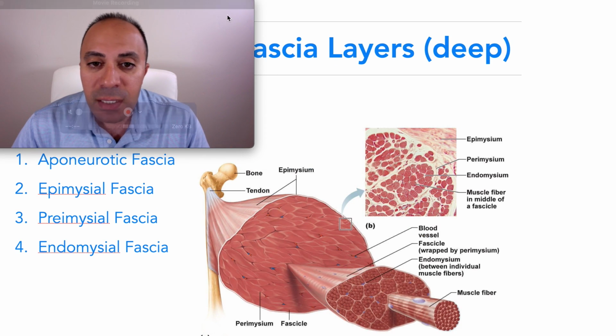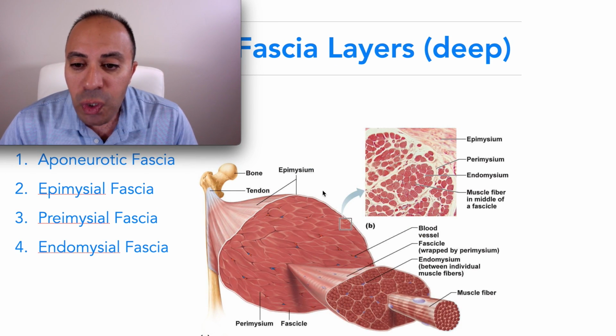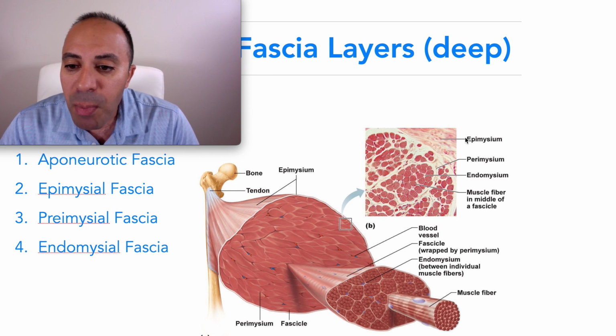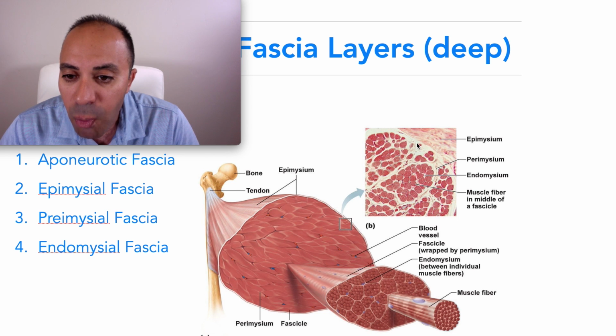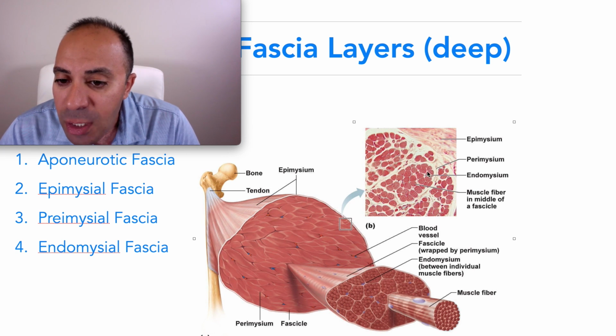So this is a very good image, and it shows you here the epimysium. This is a layer that's wrapping the muscle, the entire muscle, the white part here. You have the perimysium that wraps a bundle of muscle fibers, and the endomysium that wraps each individual fiber.